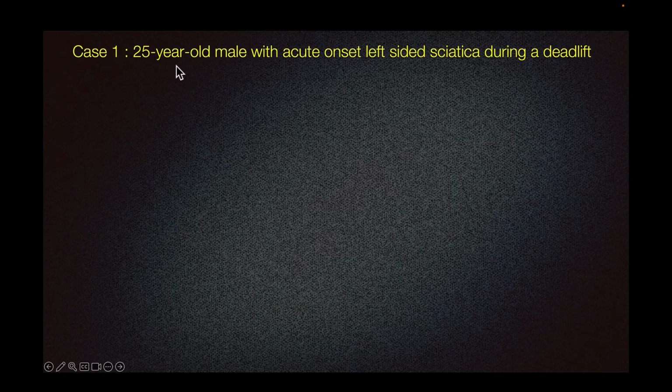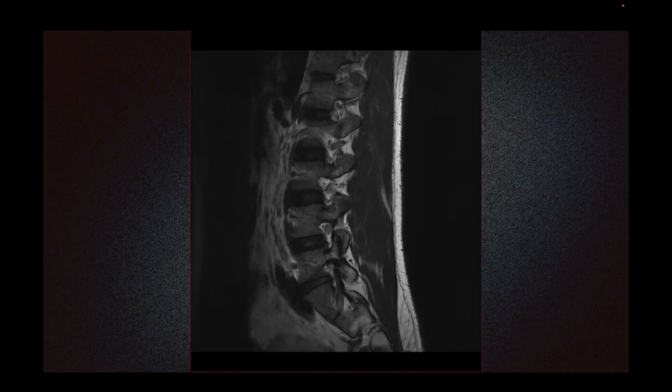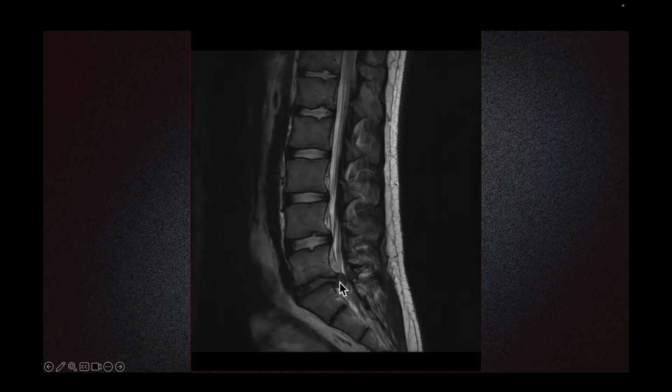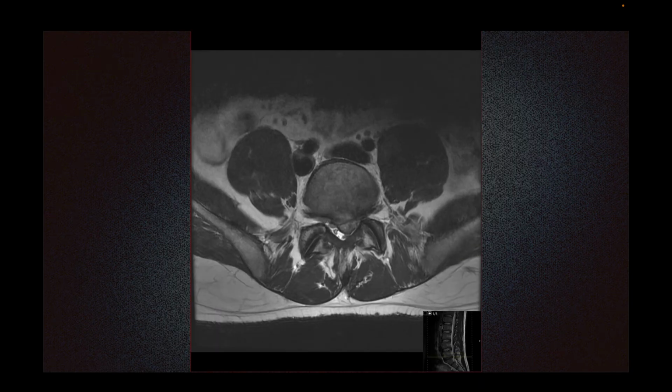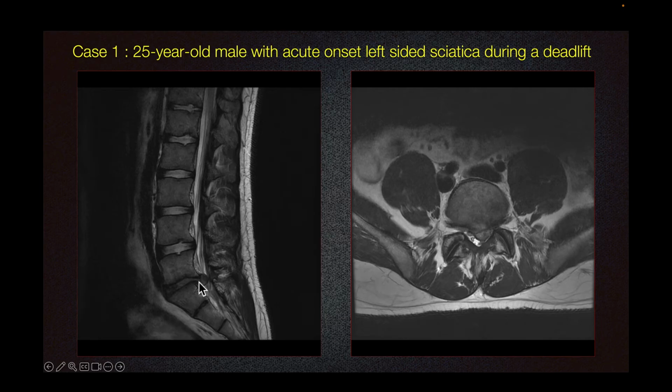Let's take a look at a case of a 25-year-old male with acute onset left-sided sciatica during a deadlift. As we scroll through the images and come to this image, you can see a focal disc herniation. The neck is narrower than the apex, so we're going to call this a disc extrusion. And on the axial slices, we can see the disc herniation right here. So as long as the neck is narrower than the apex on either the sagittal or the axial view, we are going to call this an extrusion and not a protrusion.